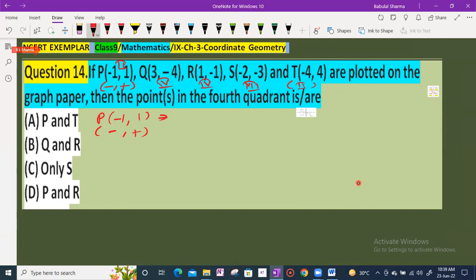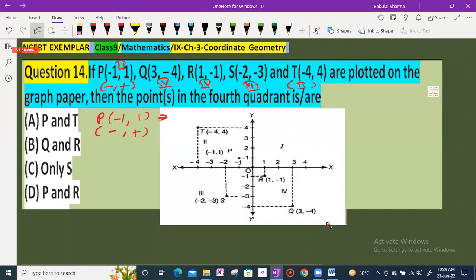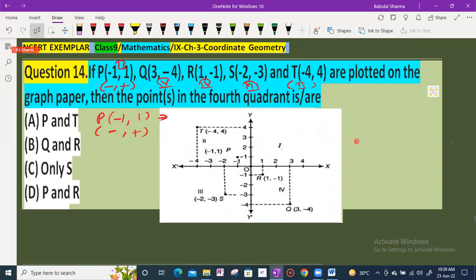Fourth quadrant में कौन कौन से पॉइंट लाई करेंगे? देखिए, the points which lie in the fourth quadrant, you can check here, students. आपको मार्क करने की जरूरत नहीं है. फोर्थ क्वाड्रेंट ये है, देखिए, point R with coordinates 1, -1 and point Q with coordinates 3, -4. So point R and point Q will lie in the fourth quadrant. B is the correct option here.